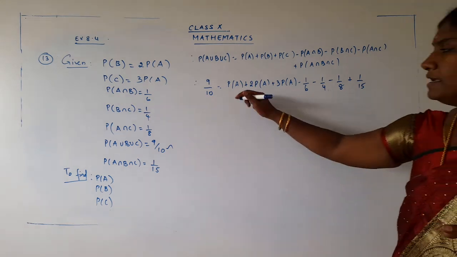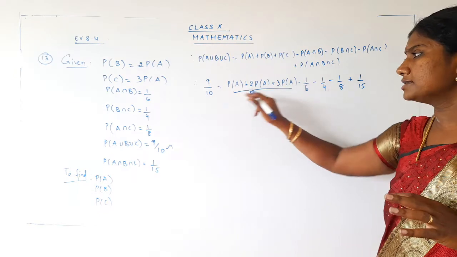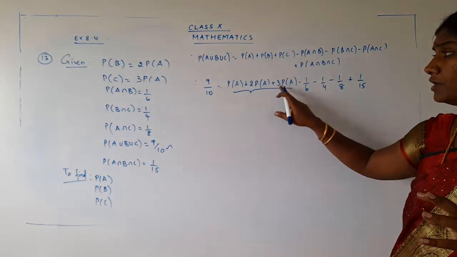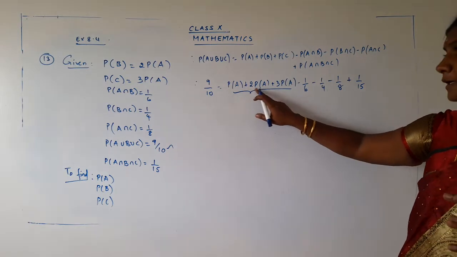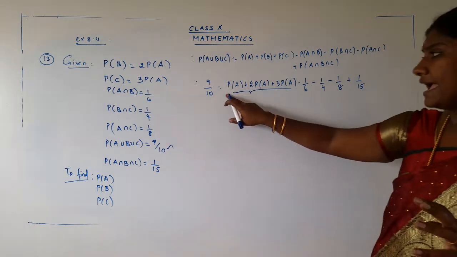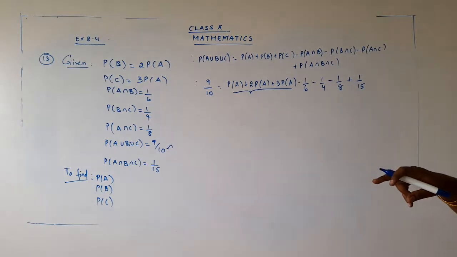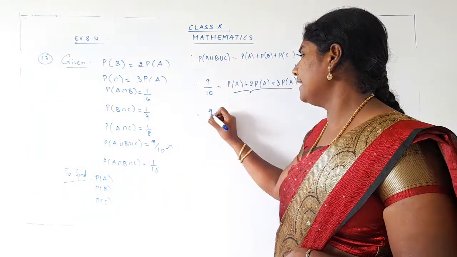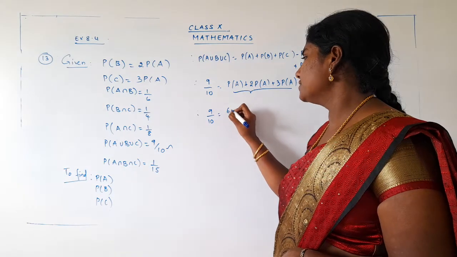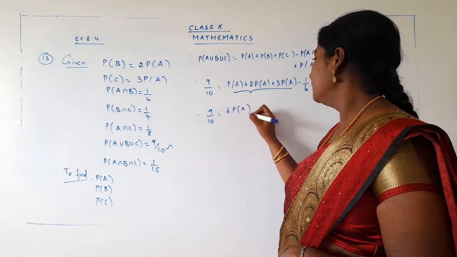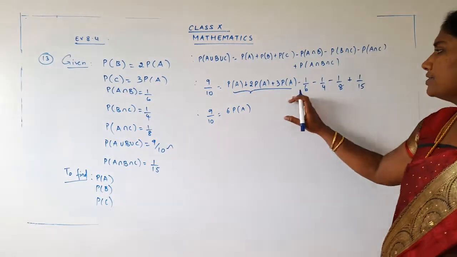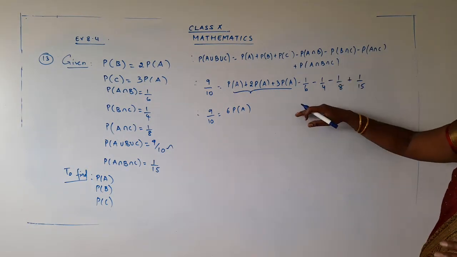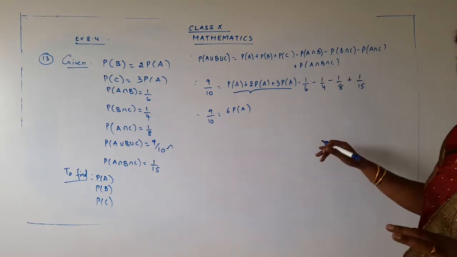Okay, so now let me add this part. You see here, this is 1 P of A, this is 2 P of A, and this is 3 P of A. So 1 plus 2 is 3, 3 plus 3 is 6. So when I add these three terms, I get 6 times P of A. So this is 9 upon 10 is equal to 6 P of A. Now I'm going to take the LCM of these numbers. I will not repeat this step again; I will directly try to find the LCM and get the answer.